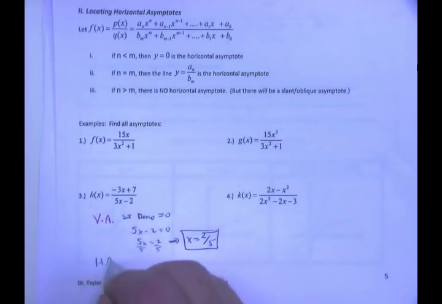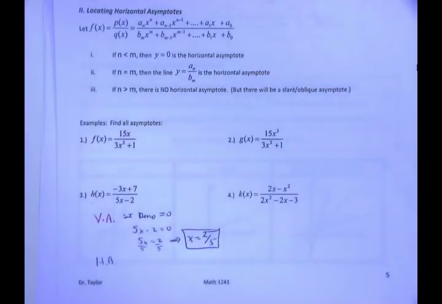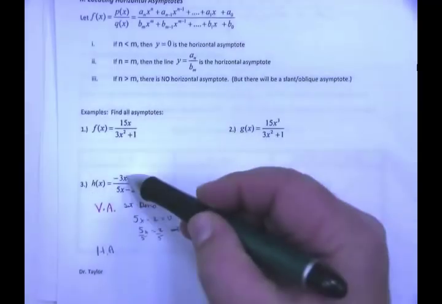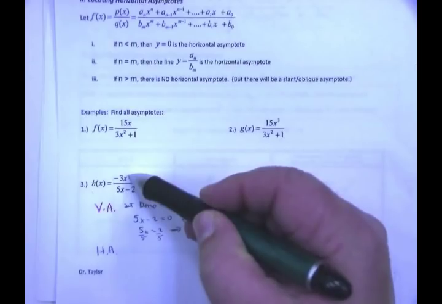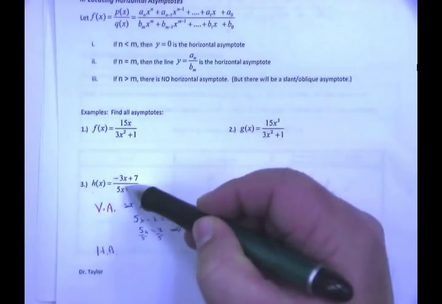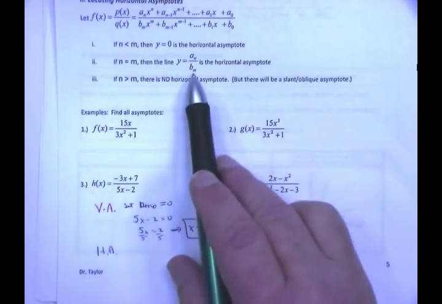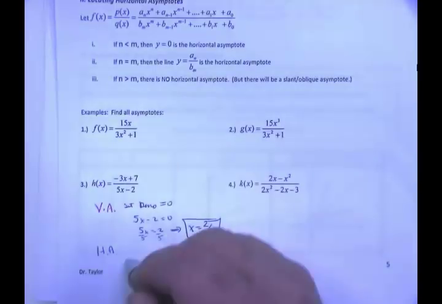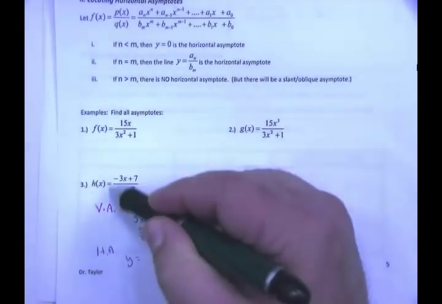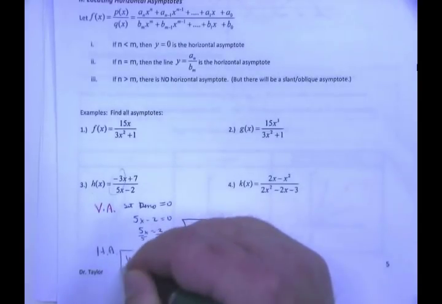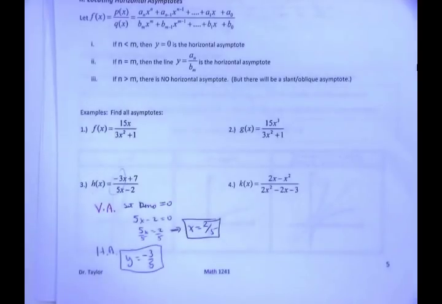How do I find the horizontal asymptote? Well, I use the horizontal asymptote theorem, which deals with the degree of the numerator versus the degree of the denominator. What's the degree of the numerator? What's that power understood to be? 1. What's the degree of the denominator? 1. When the degree of the numerator is equal to the degree of the denominator, then y equals the ratio of the leading coefficients. So y equals negative 3/5. That is the horizontal asymptote. Does that make sense? Question?